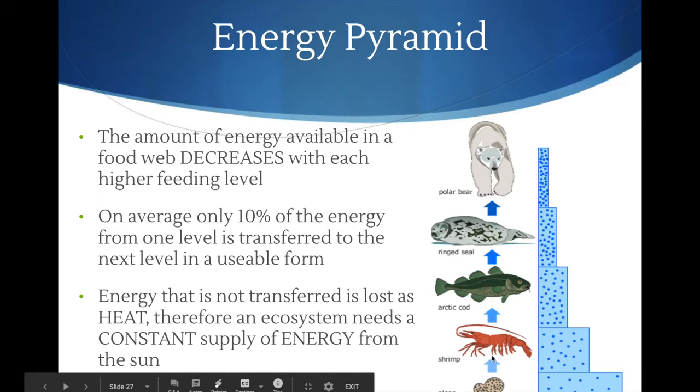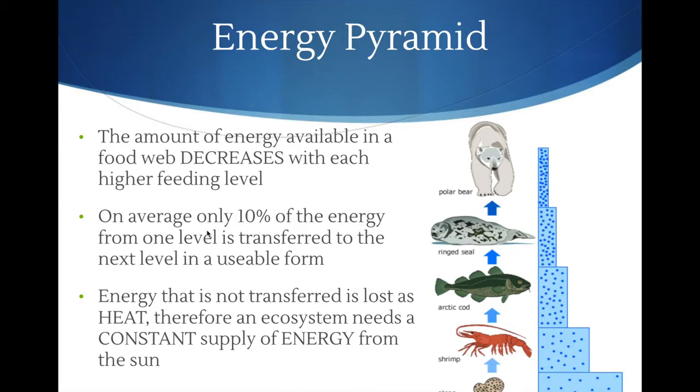When the Arctic cod eats the shrimp, they're going to get 10% of the energy that the shrimp had. So you can see these pieces here. This piece is bigger, and although they're taller, they're getting smaller and smaller as you move up the food chain. Energy is not transferred. It is lost as heat.